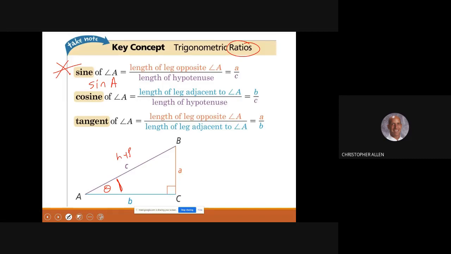The sine of angle A is defined as the opposite leg over the hypotenuse, so that is A over C. The cosine, and on your calculator, it will say COS, is the cosine of angle A. Instead of the opposite leg, it is the adjacent leg. This would be the adjacent leg, so that would be B over C.